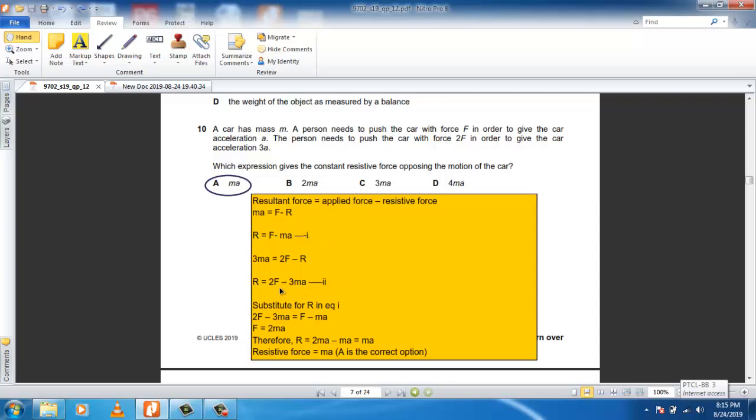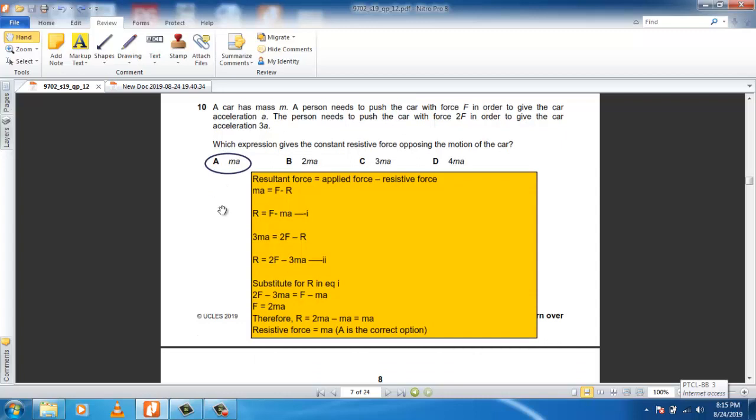R is the same. Just equate F minus Ma equals 2F minus 3Ma, and you will get F equals 2Ma. Therefore, R equals 2Ma minus Ma, which equals Ma. So R equals Ma. So A seems to be the appropriate option.